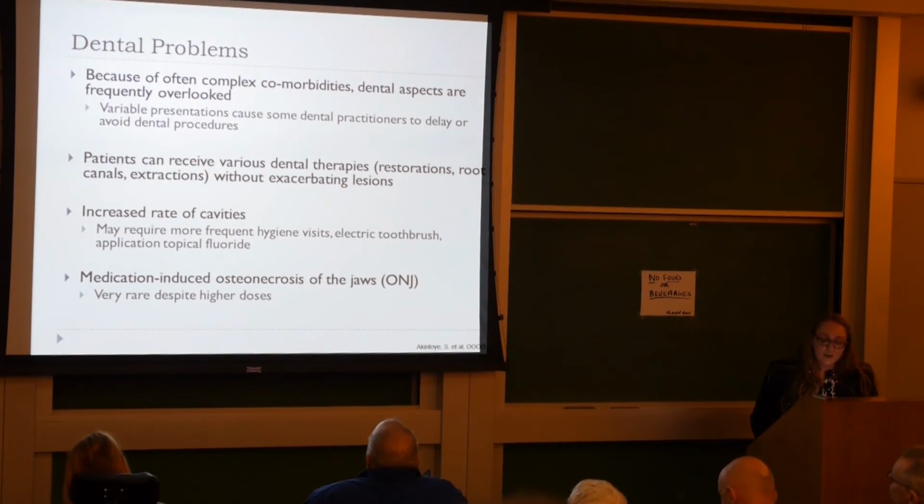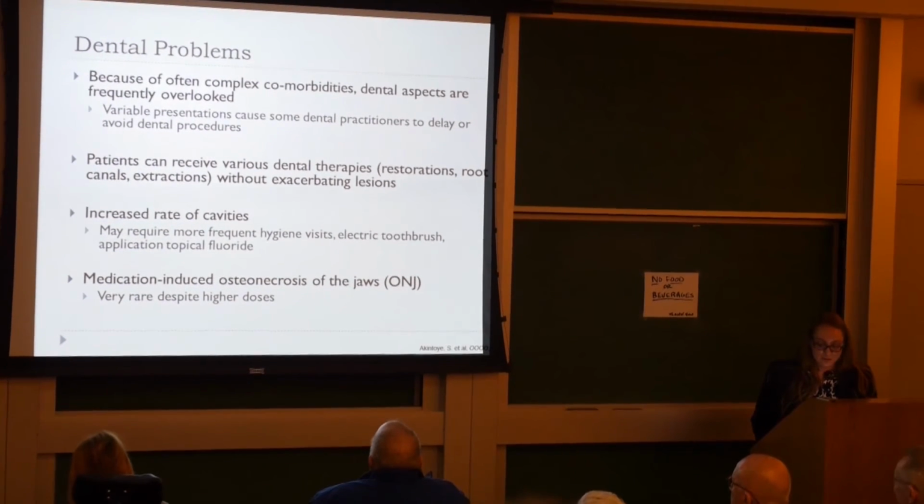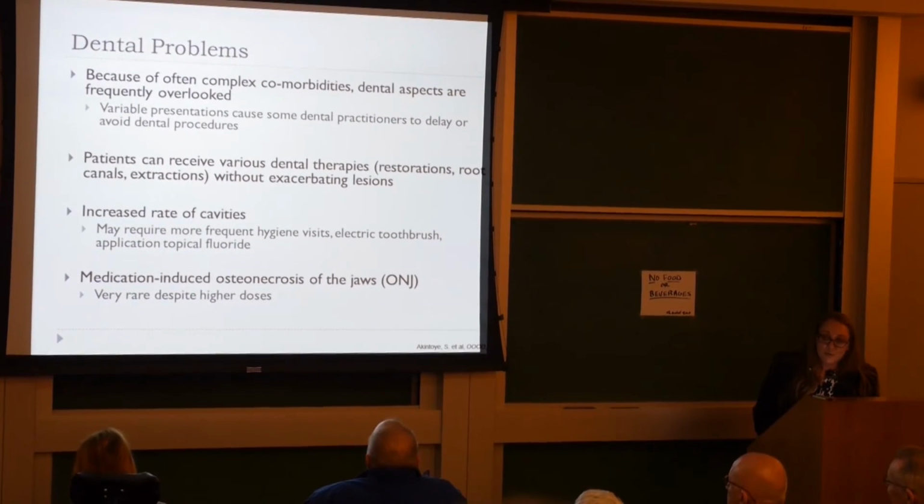So, as far as dental problems go, because of the often complex types of patients with fibrous dysplasia, McCune-Albright syndrome, cherubism, many practitioners will balk at treating them. But I'm here to tell you that patients can receive dental therapies, restorations, root canals, extractions without making these lesions worse. It has been noted in previous studies that there's an increased rate of cavities in patients with fibrous dysplasia.